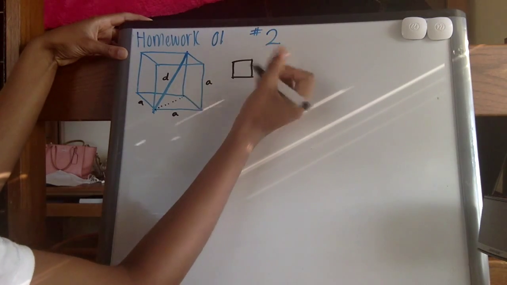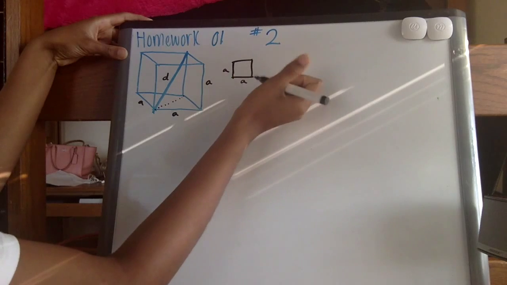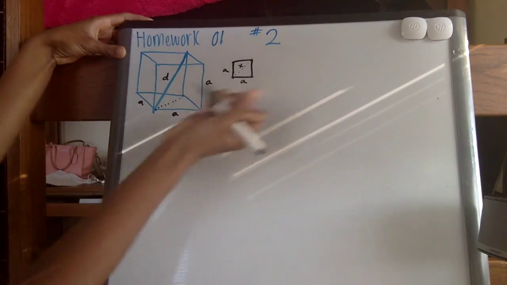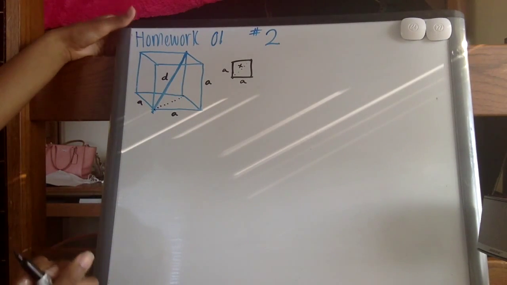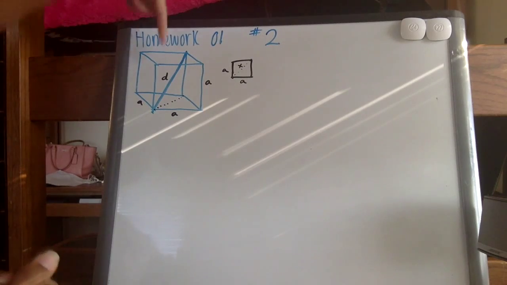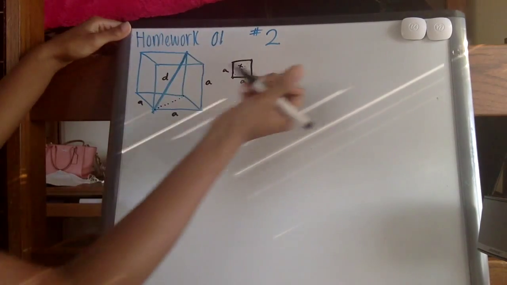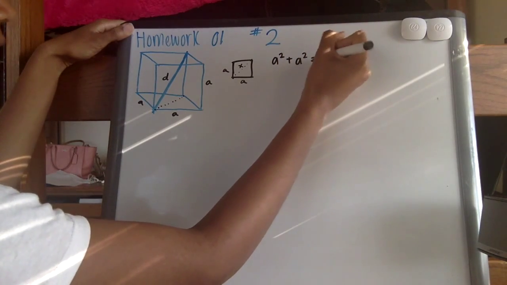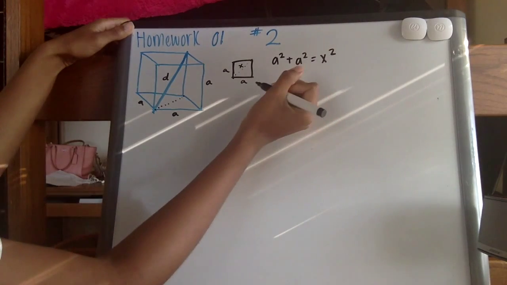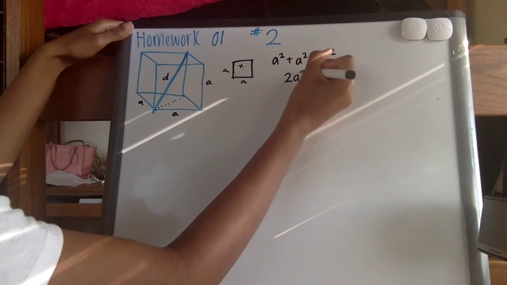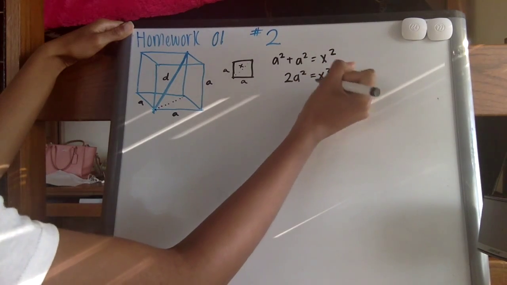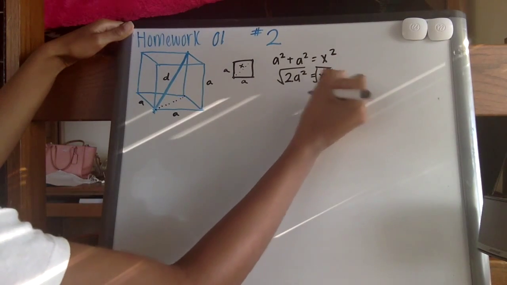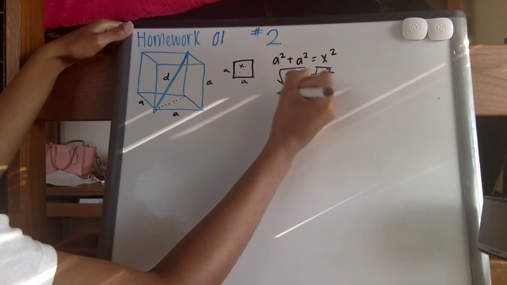Let's say first our base is a square, and this is A and this is A, and then the dotted line we're going to call X because we made this two-dimensional. X is the looking-down-from-the-top version of D. From the Pythagorean theorem, A squared plus A squared equals X squared, which simplifies to 2A squared equals X squared. To find X, we simplify, and we end up with X equal to A root 2.